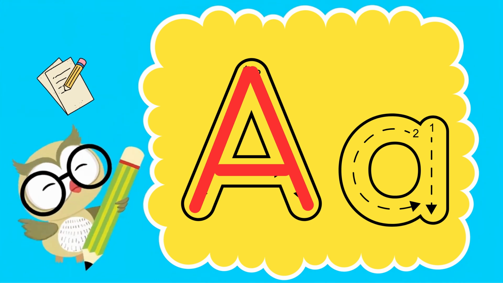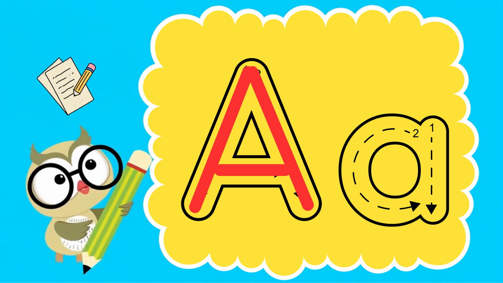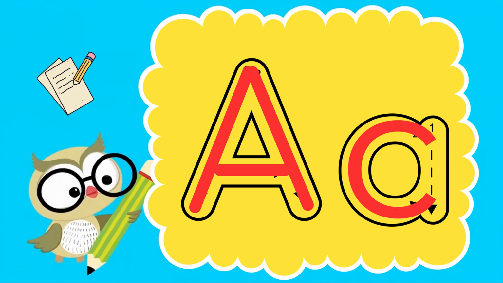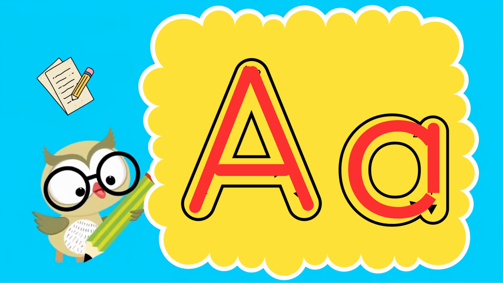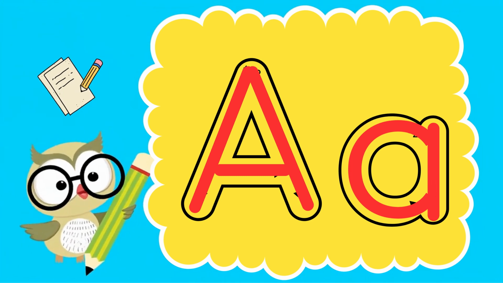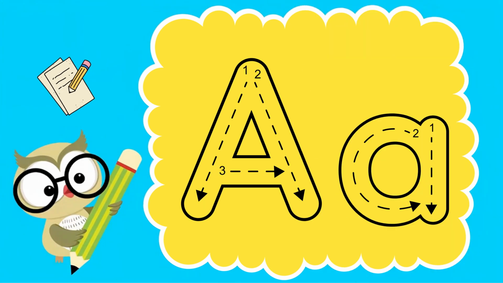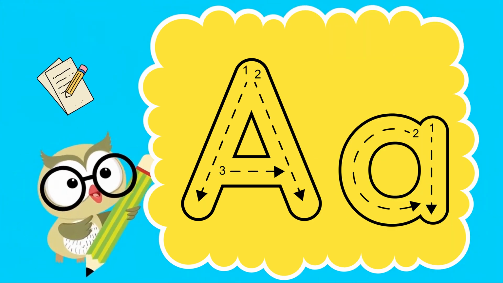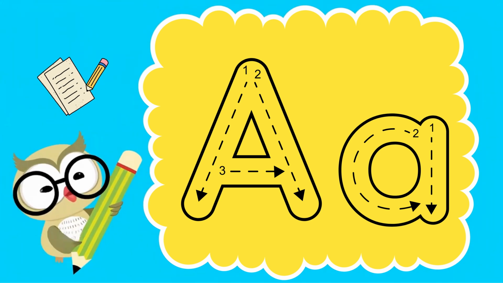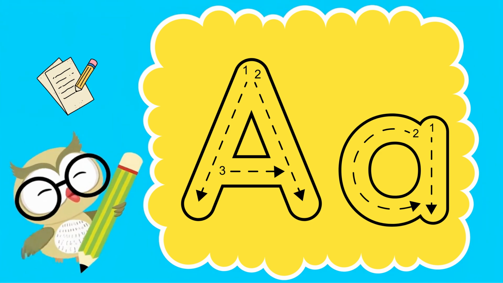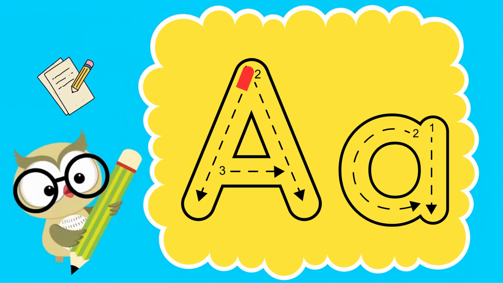Now let's write lowercase a. Make a curved line, like you're drawing a circle. Then go back up and draw a straight line down. That's how you write lowercase a. Now it's your turn. Let's practice writing the letter A in the air. Wave your finger and follow along with me.